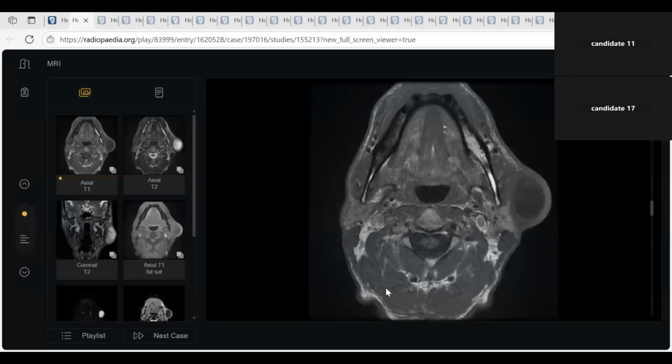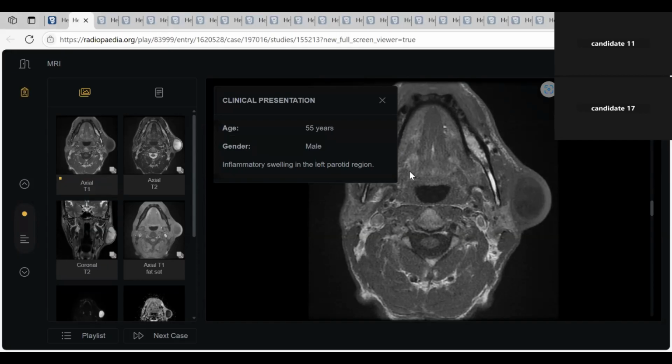There is another list containing about another 25 cases. The neck really is horrible. Studying head, neck and CNS needs a lot of effort, really. Let's start one case rapidly.